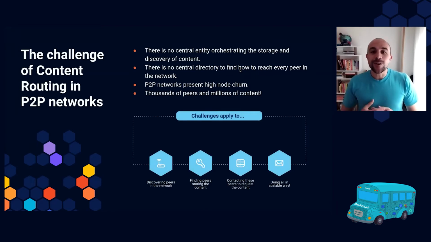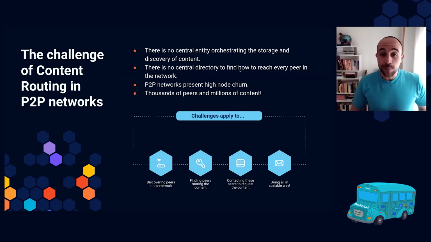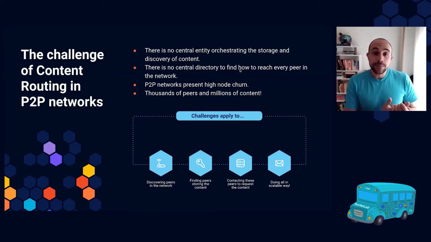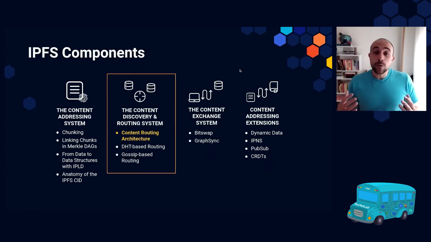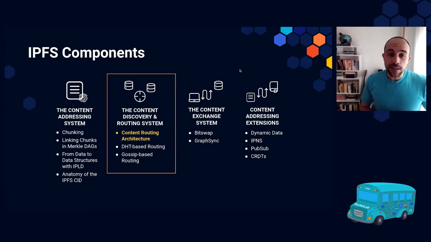So we see that all of these challenges of content routing in peer-to-peer networks affect the discovery of peers in the network, finding the peers that are storing specific content in the network, contacting these peers, so finding ways in which we can contact these peers, and doing all of this using protocols that perform this task in a scalable way. And this is mainly what we're going to be discussing throughout this model.